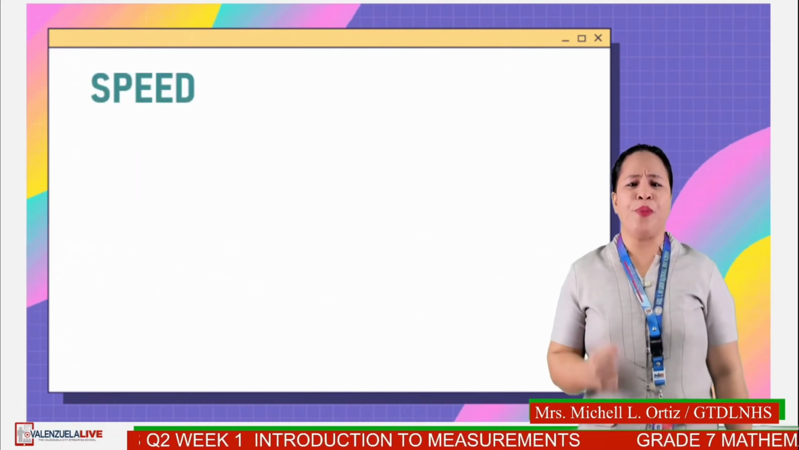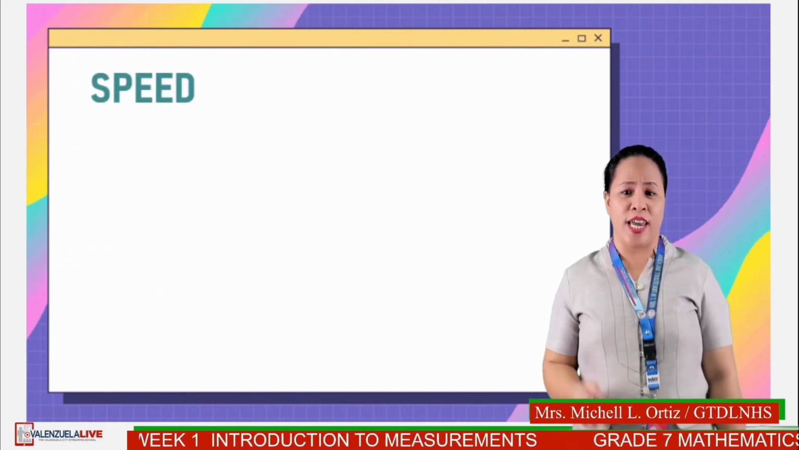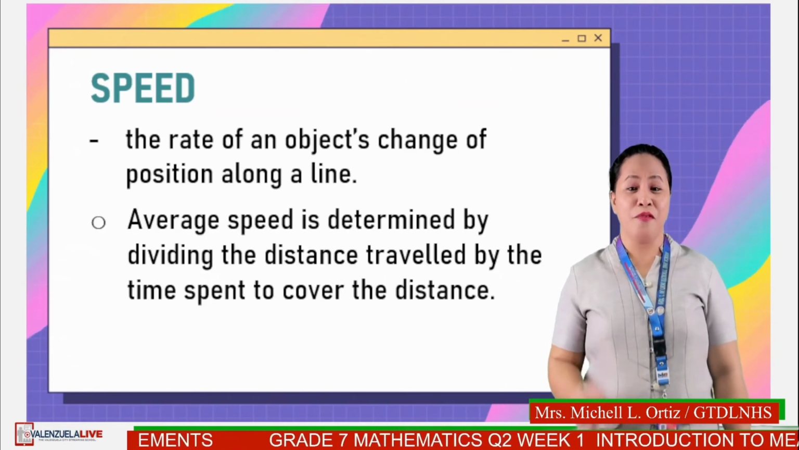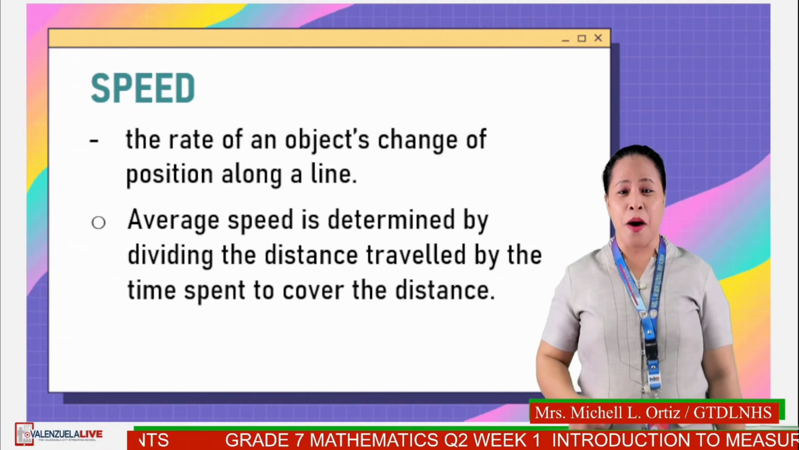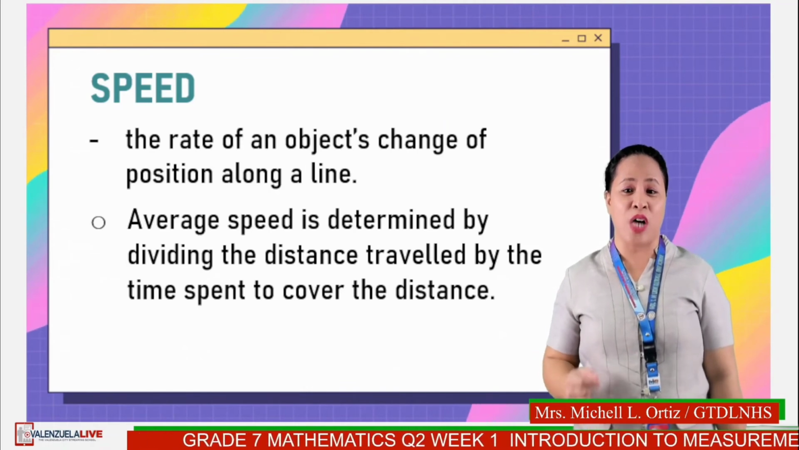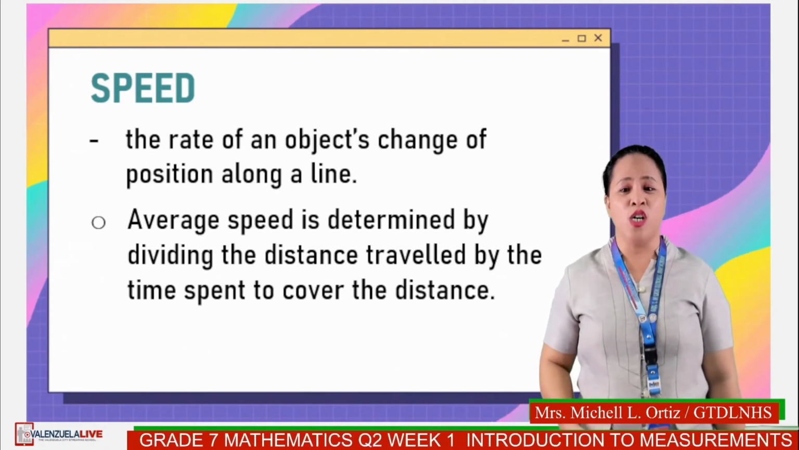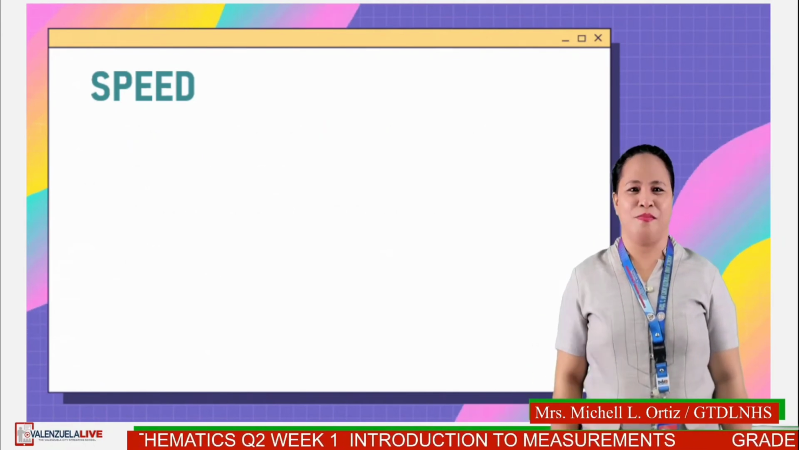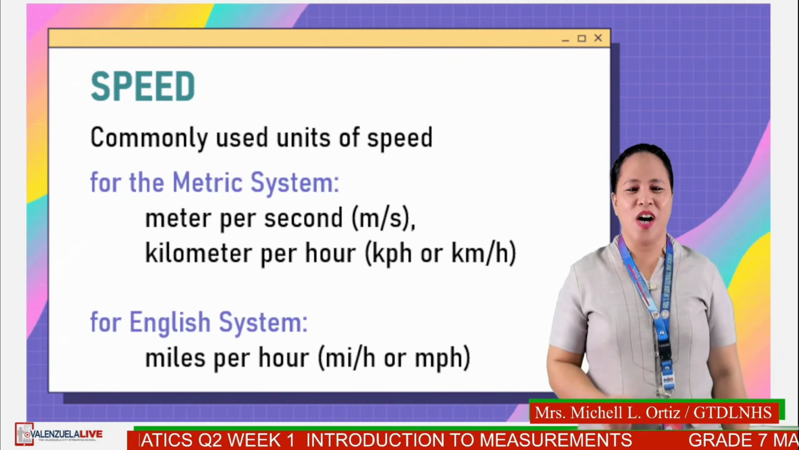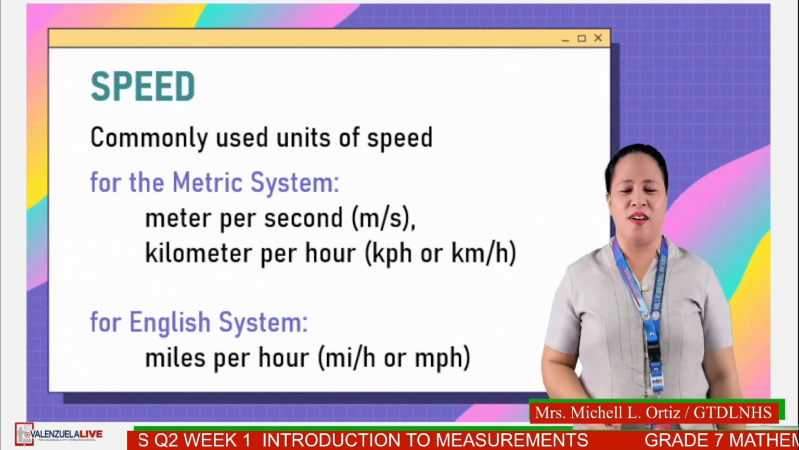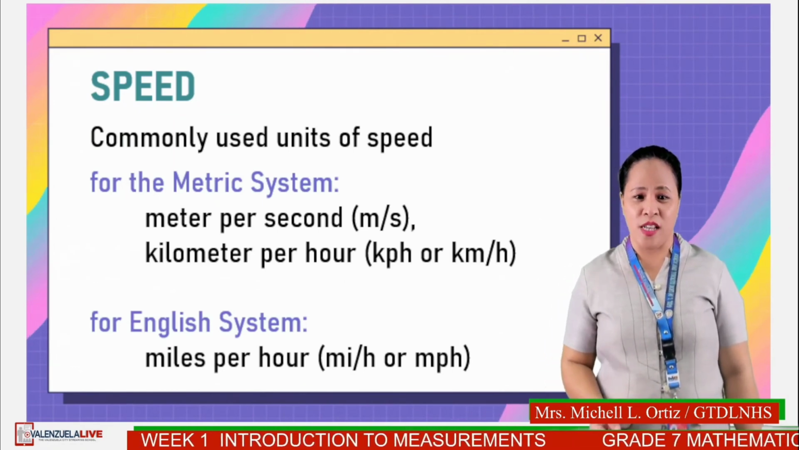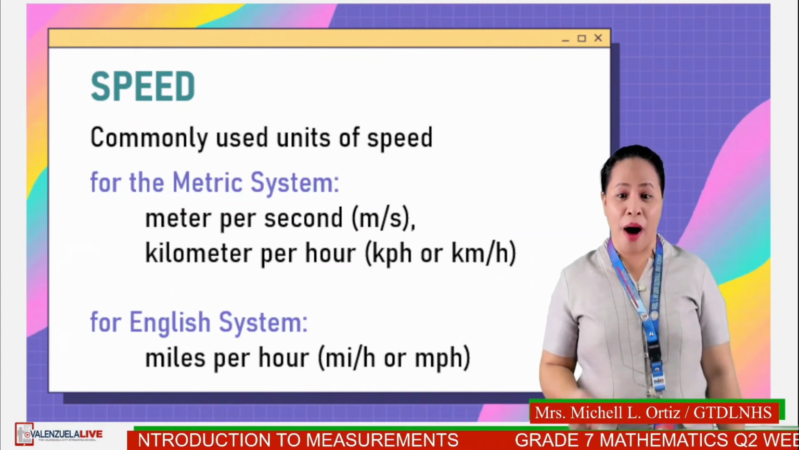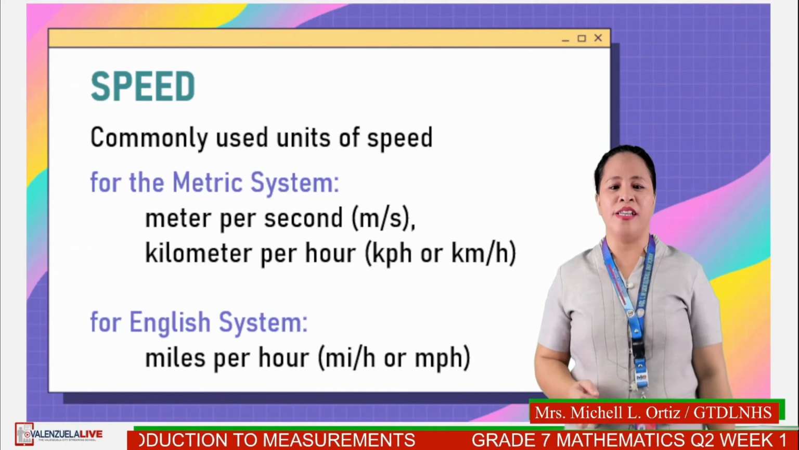Speed. Speed is the rate of an object's change of position along a straight line. Average speed is determined by dividing the distance traveled by the time spent to cover the distance. The commonly used units of speed are meter per seconds and kilometer per hour for metric system, and miles per hour for the English system.